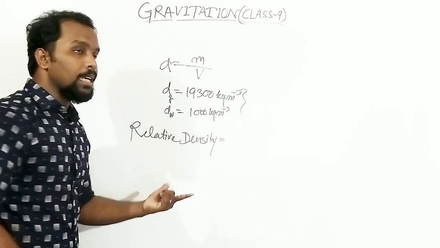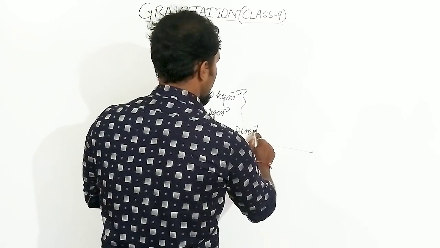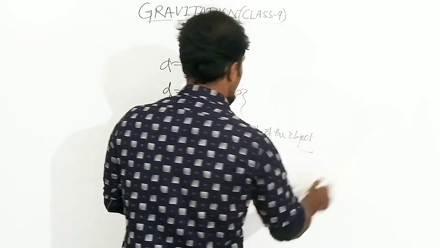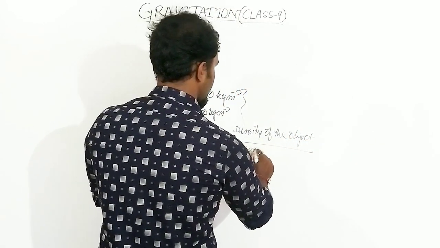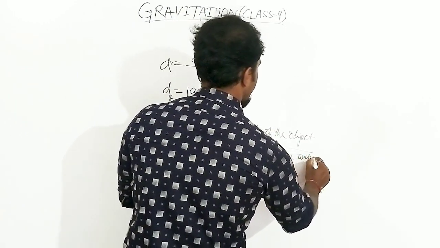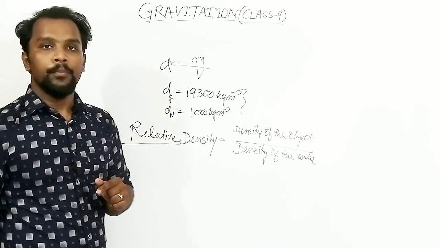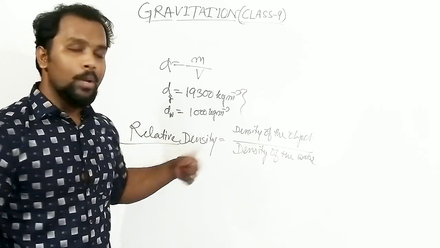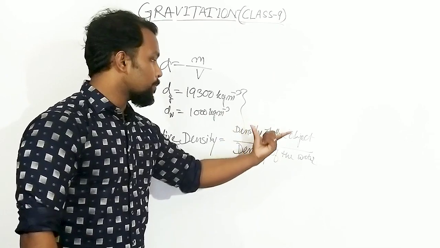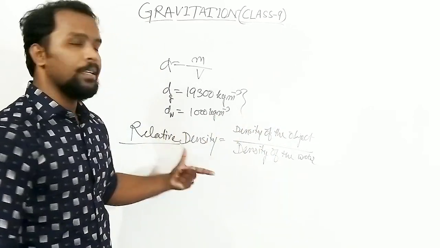So what is relative density? It is the ratio of the density of the object, or a certain substance, to the density of the water. Always remember one thing: the word relative always means comparison of a certain object with another. Here we are just comparing the object's density with water. So this is the concept of relative density.